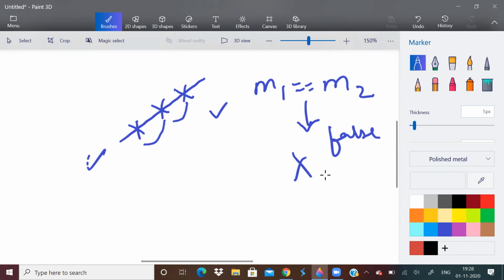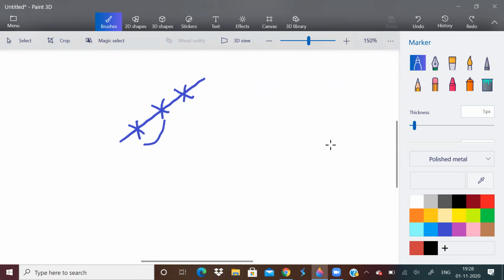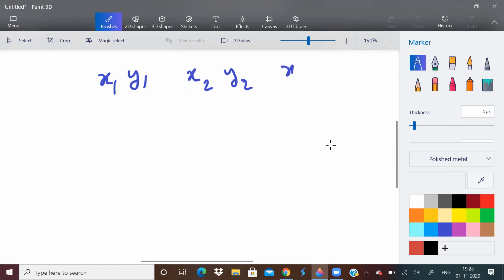So now, how to solve this problem, like how to find the slope and all. Let us say the 3 points are x1, y1, x2, y2, and x3, y3. By using simple maths, we can say that the slope of points 1 and 2 will be y2 minus y1 by x2 minus x1.